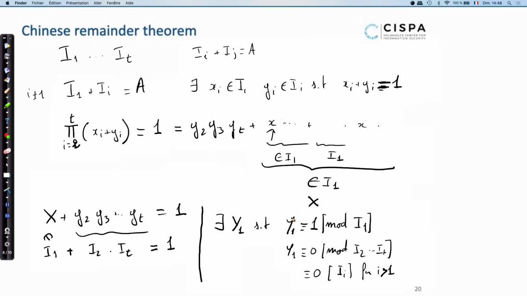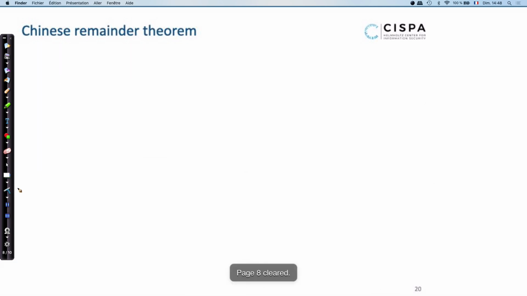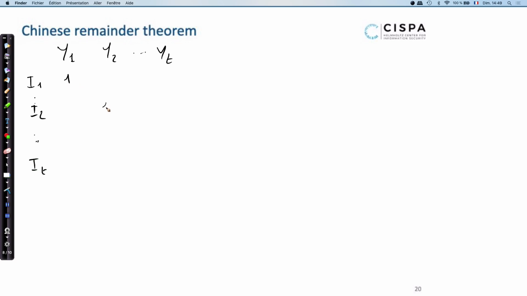So we have an element that is now 1 modulo the first ideal and 0 modulo all the others. But by following exactly the same construction, just reversing the roles of the ideals, we can get an element which is 1 modulo ideal number 2 and 0 everywhere else, or the same for any of the ideals. So now, once we have done that, we have y1, y2, ..., yt, and if you look at them modulo I1, I2, ..., It, you find 1 on the diagonal and 0 everywhere else.